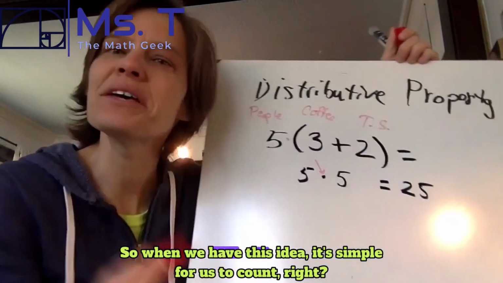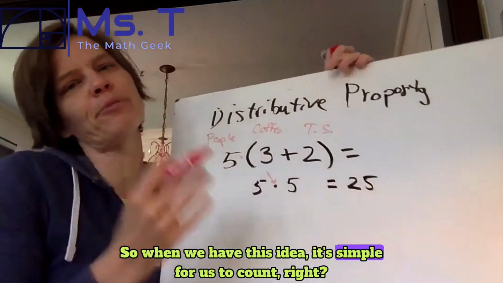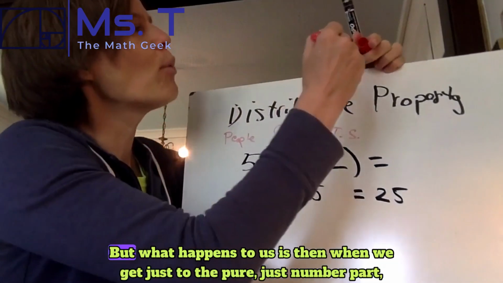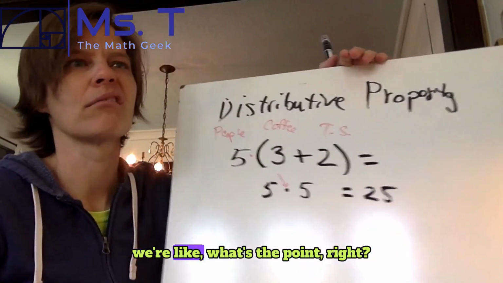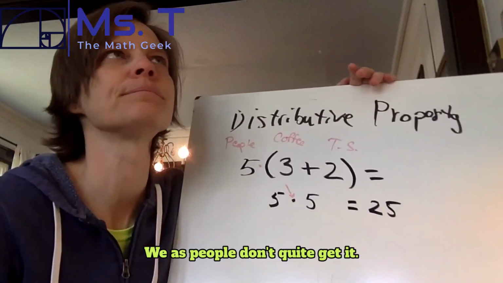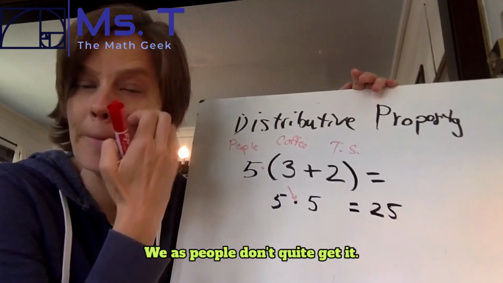So when we have this idea, it's simple for us to count, right? But what happens to us is then when we get just to the pure number part, we're like, what's the point, right? We as people don't quite get it.